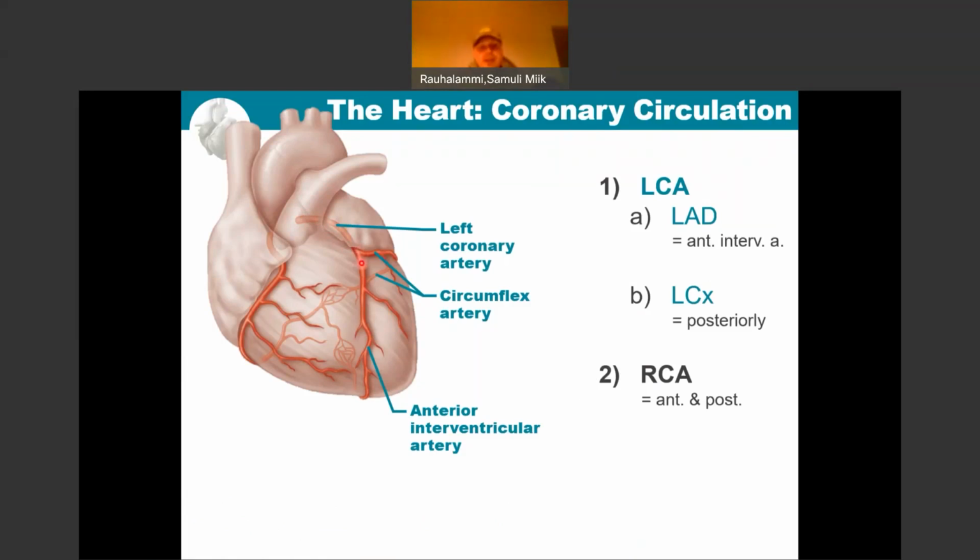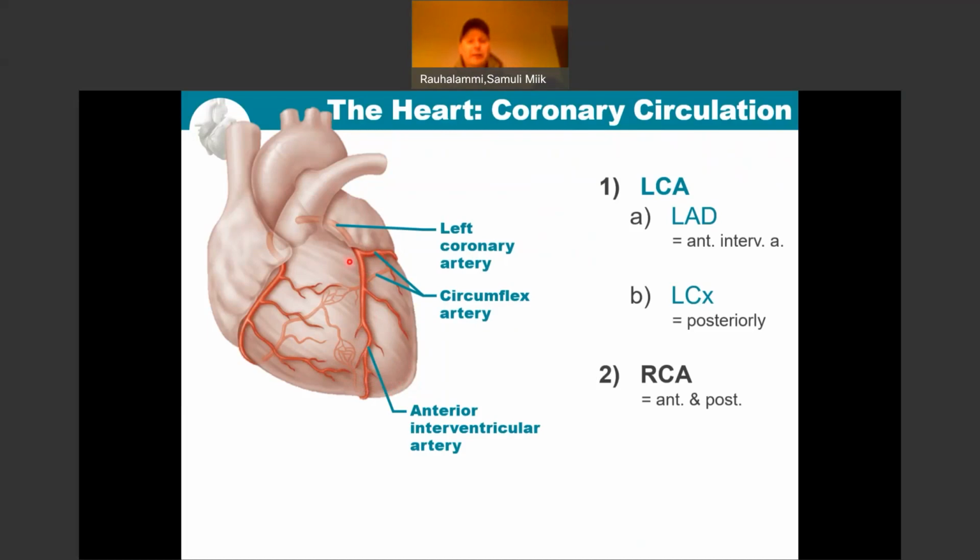The first branch that we see runs in this anterior interventricular sulcus that we had a look at, and it's going to be called the anterior interventricular artery. So it runs to the apex of the heart, supplying the anterior portion of the heart muscle wall and the apex. Sometimes in medical language we use another term for this, which is the left anterior descending artery. So you might see it being abbreviated also as LAD.